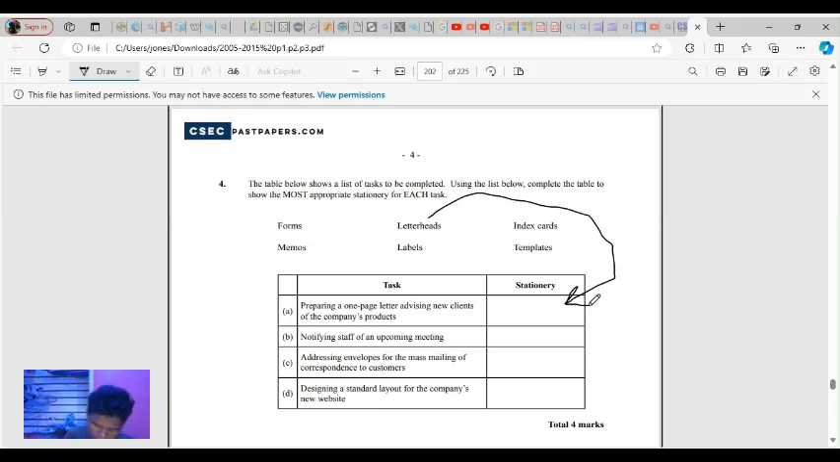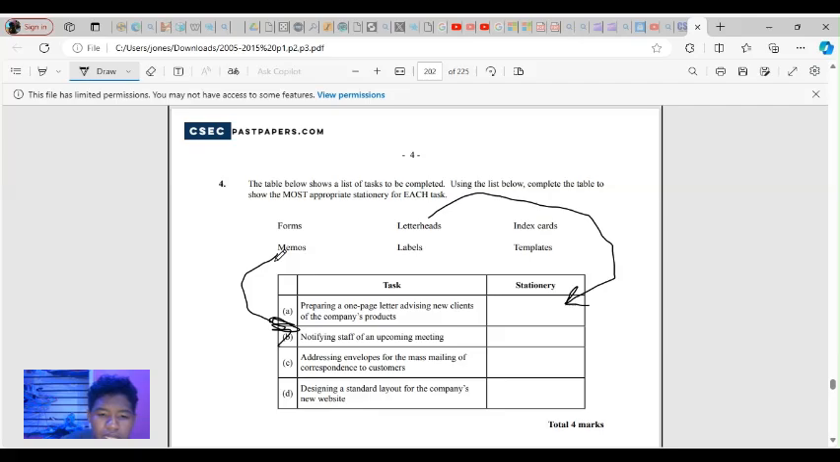Next, notifying staff of the upcoming meeting. Y'all know that within a business, notifying staff of an upcoming meeting is for internal customers. Sorry for that. This is your own workers. If you're sending information from an employer or a manager to staff members, that is internal. So that would be a memo. So memo goes right here.